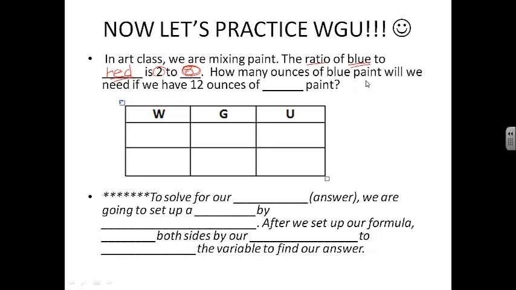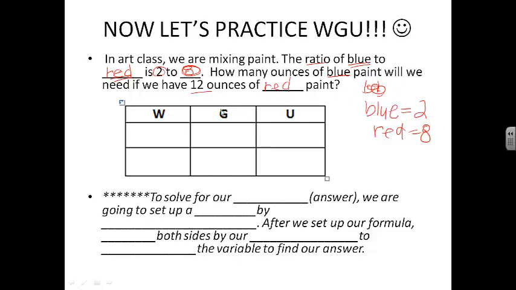Okay, what I would probably always do when you have these types of problems, where it's not right next to the word, I would write blue is going to be 2 because of the order, and red is going to be 8. Okay, now we're done with that. Okay. How many ounces of blue paint will be needed if we have 12 ounces of red paint?